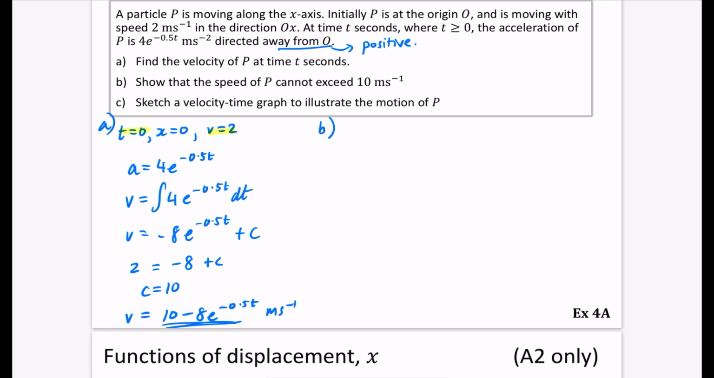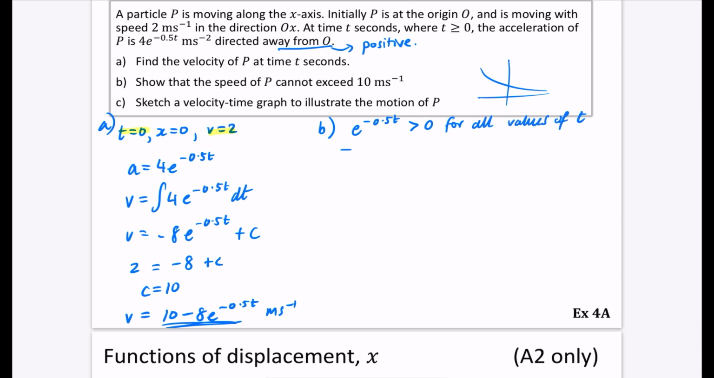For part B, it says, show that the speed of P cannot exceed 10 meters per second. Well, this is all to do with your knowledge of functions and how well you know that these different parts are going to behave. So I'm going to start with e^(-0.5t). If you think about that as a graph, it's a graph that looks like this. It is always bigger than 0, and that is for all values of t.